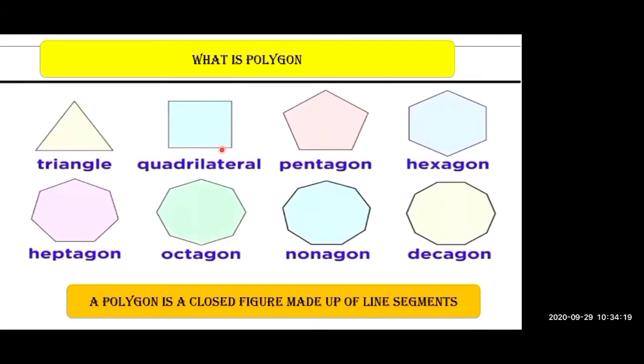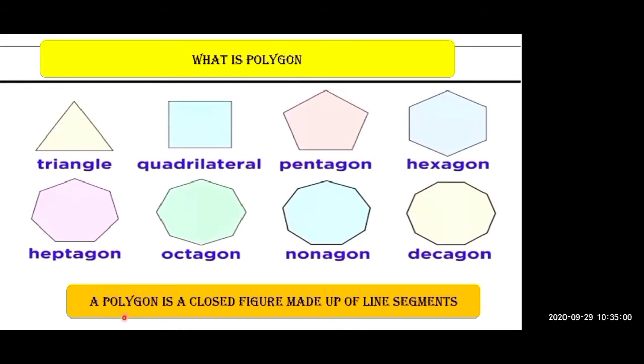First, you need to know what is polygon. These are the different types of polygons. A polygon is a closed figure made up of line segments. Here, poly means many and gon means sides. Polygon means many sides. Polygon का मतलब है एक से ज्यादा साइड वाला, यानी कि लाइन सेगमेंट से बना हुआ क्लोज्ड फिगर. Okay, closed means there are no gaps in the shape.